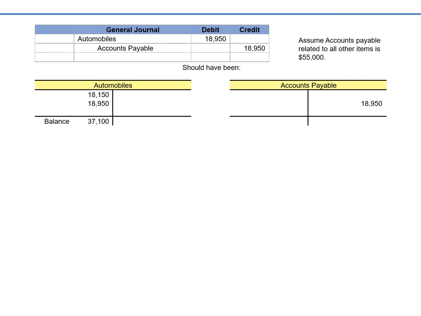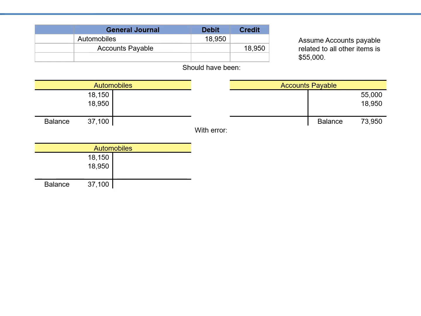And then they tell us that our beginning balance in our accounts payable account was $55,000, but that relates to all other items, so nothing to do with our error or the current transaction. It's just the beginning balance, let's call it. So that means that our ending balance in our accounts payable account should have been $73,950, right?